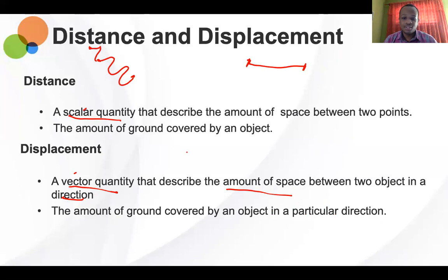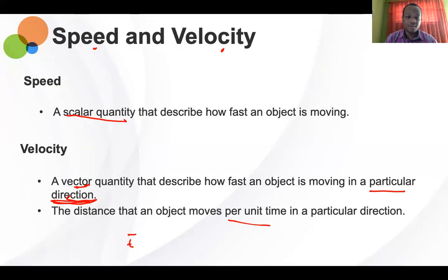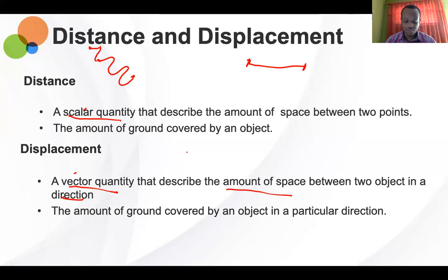So we did this already. Distance describes the amount of space between two points or the amount of ground covered by an object. Displacement describes the amount of space between an object in a direction, the amount of ground covered by an object in a particular direction. These are some fundamental things that we need to cover before we go into momentum and speed. Which one is the scalar quantity and which one is the vector quantity?